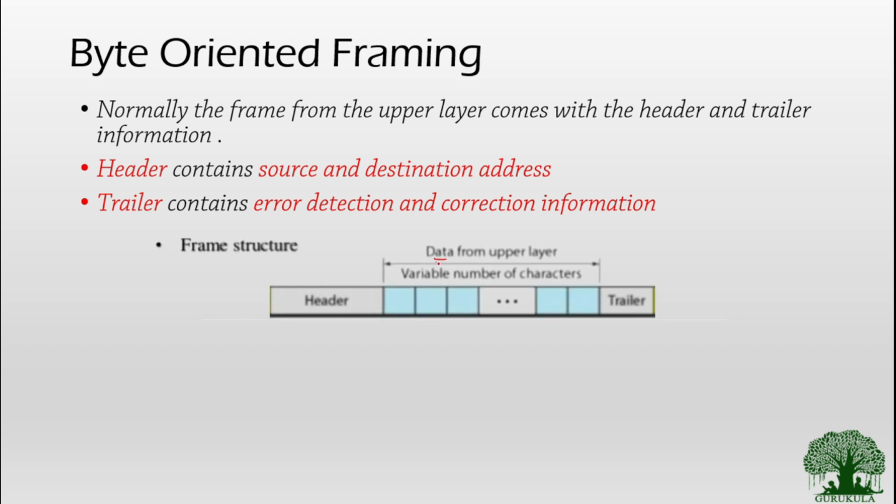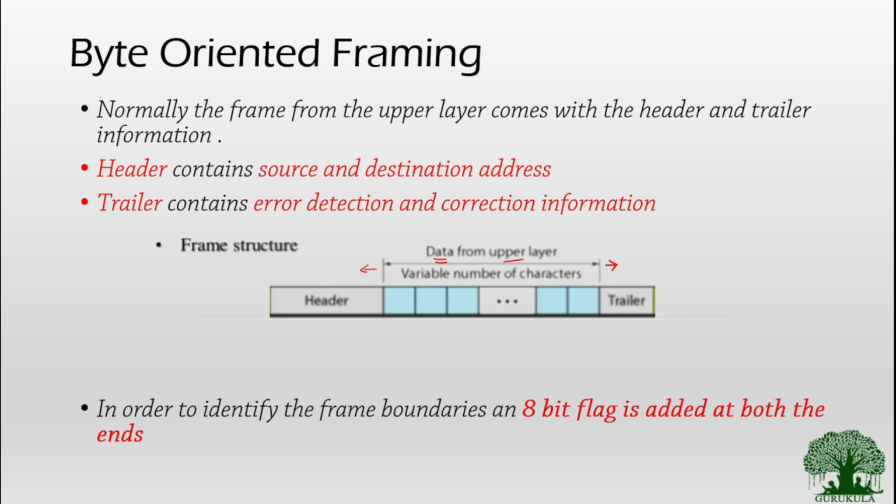We have data received from the upper layer, which is variable length framing, whereas we don't know the length of this particular data field. In addition to the data, we will have header information and then trailer information. All of this is already known to us. Now the question we are addressing is, how do I address the boundaries of the frame?